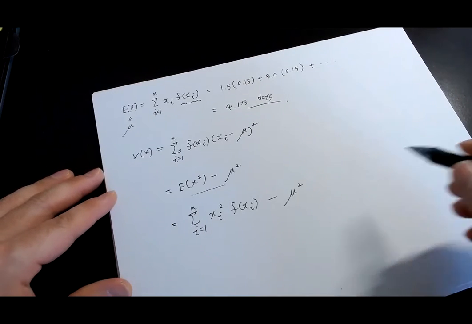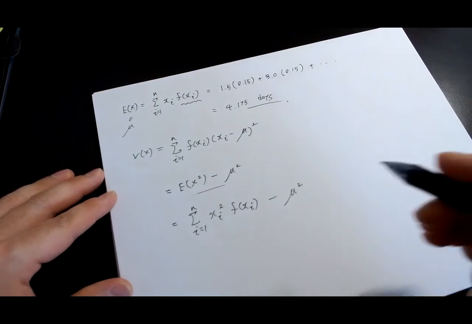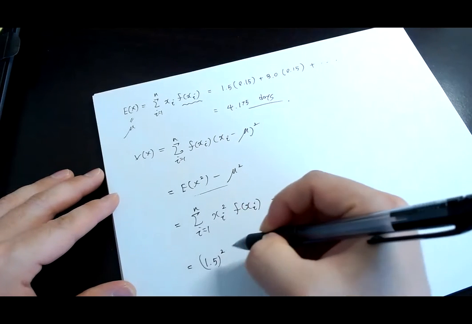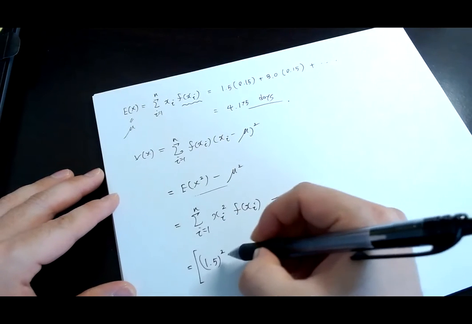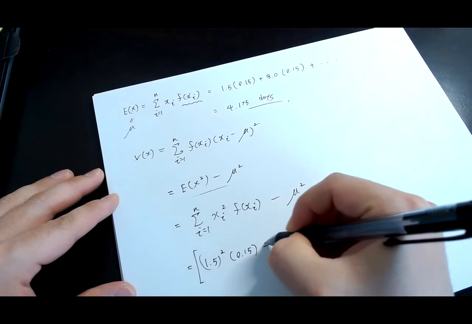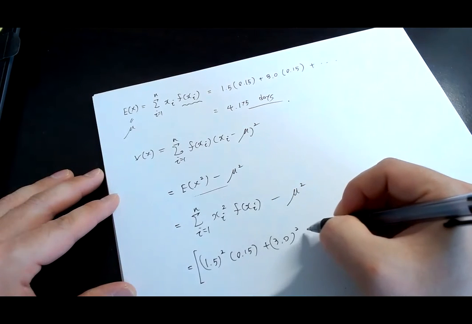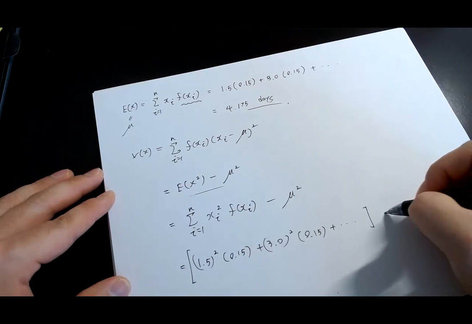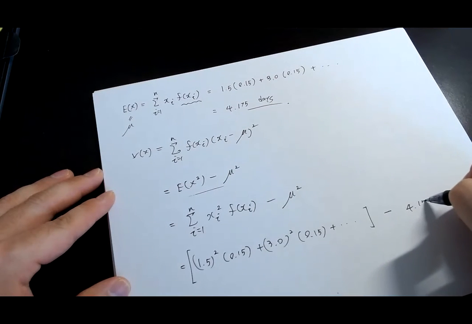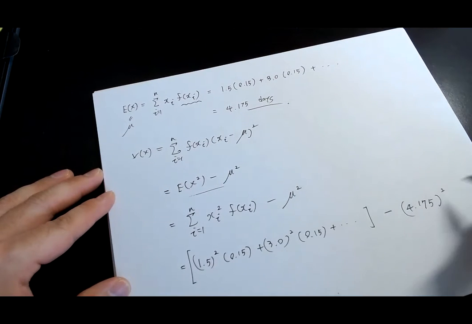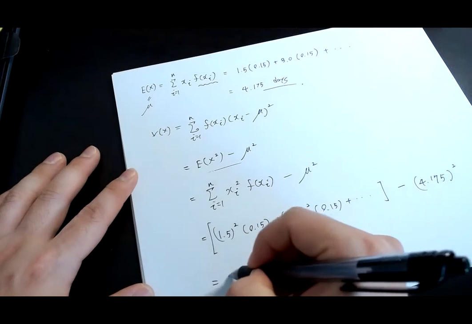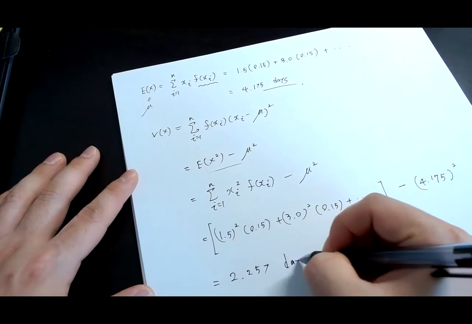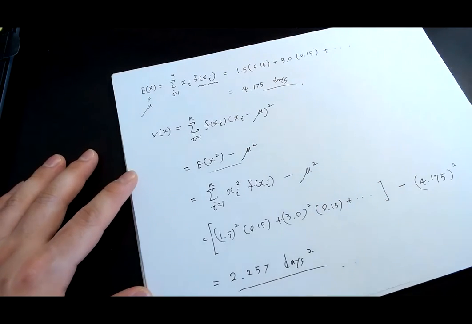So this is going to be 1.5 squared times 0.15 plus 3.0 squared times 0.15, and so on, minus 4.175 squared. Then I'm sure that you're going to get 2.257, squared, because it is a variance.